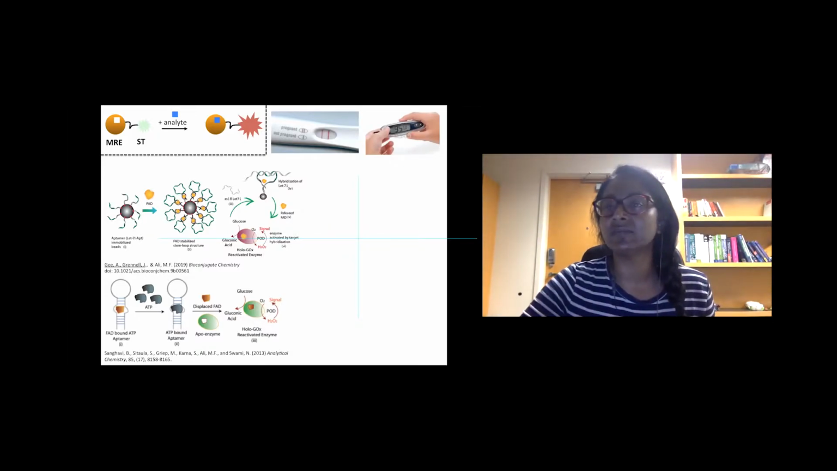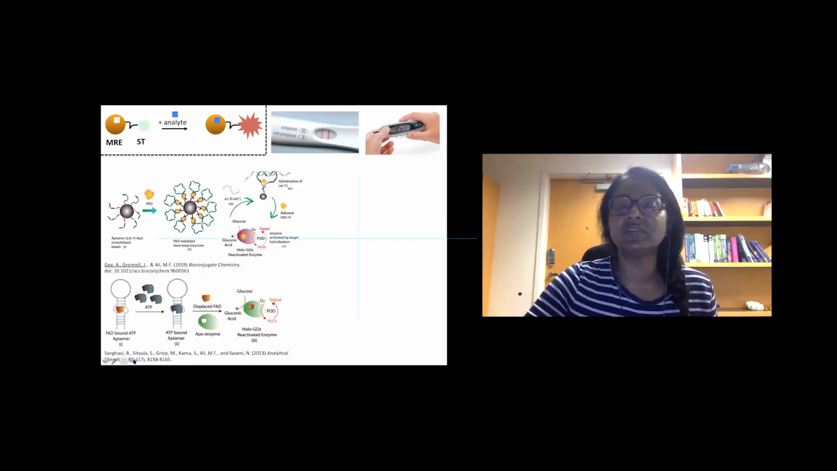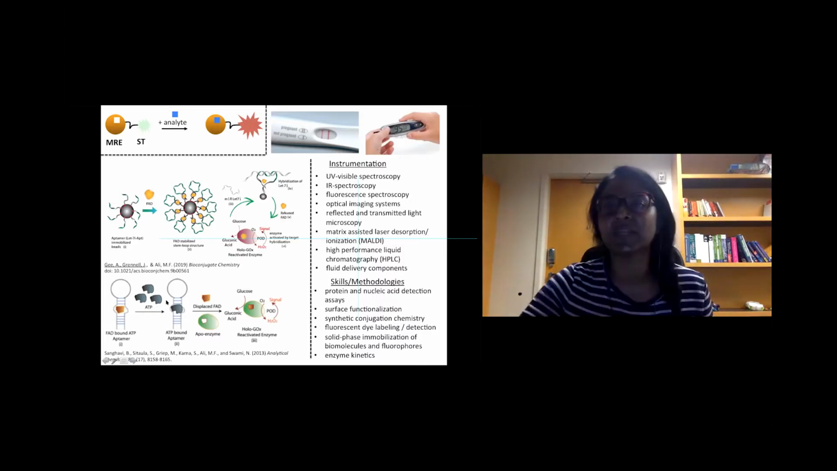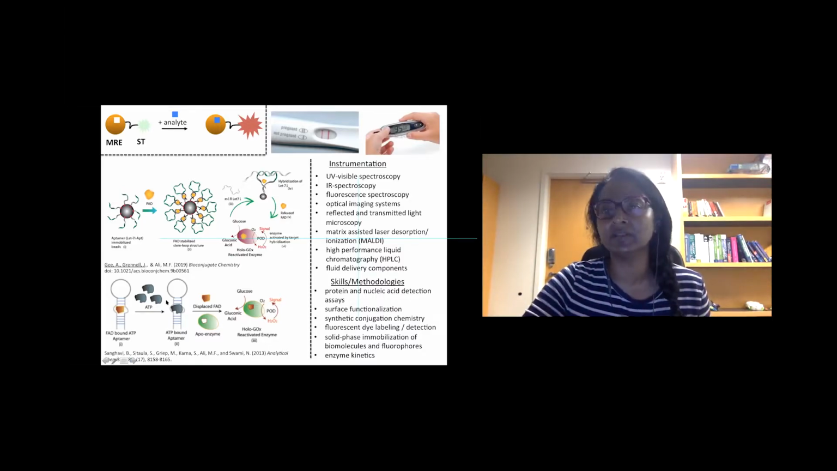So for instance, our environmental projects that we have going on was actually designed because a student was very interested in that type of work. Now, what are the types of techniques and instrumentations that students will be exposed to? There, we are an instrument heavy lab.